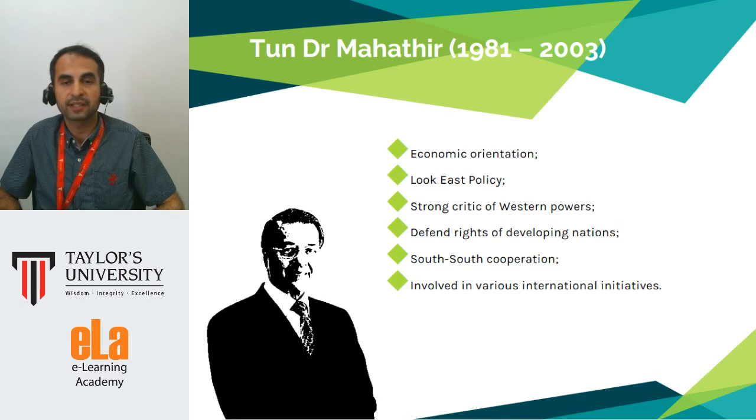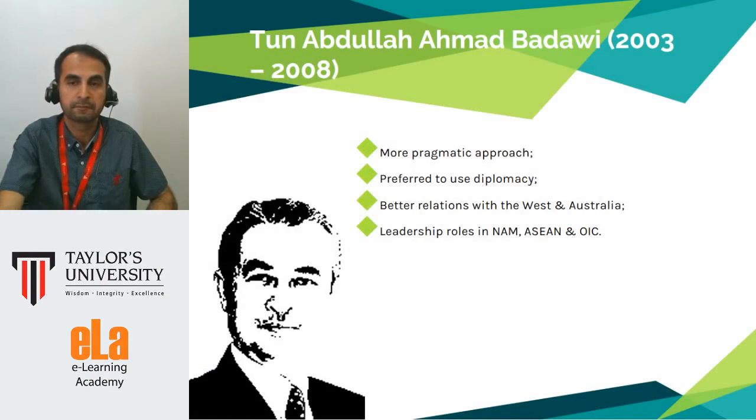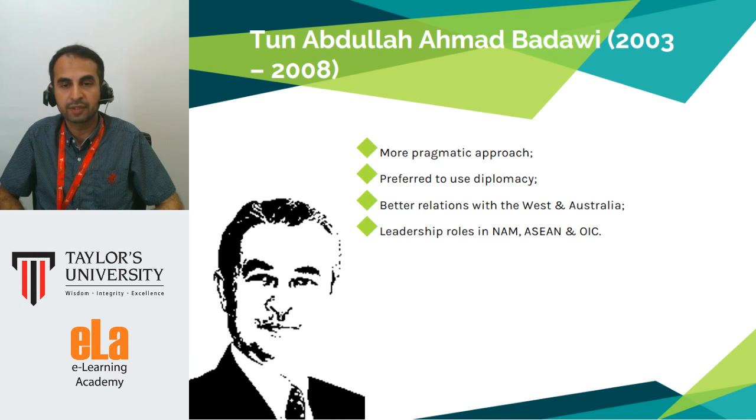And for that purpose, Tun Dr. Mahathir proposed South-South cooperation in the 1980s. And we were also involved in various international initiatives organized not only by the OIC, NAM, and ASEAN, but also by the United Nations. Under the fifth Malaysian Prime Minister, Tun Abdullah Ahmad Badawi, we tried to take a more pragmatic approach. This means that whenever we dealt with foreign countries or attended any functions at the international level, we tried to use diplomacy as our tool in dealing with global issues. We also tried to maintain a good relationship with the West and with Australia as a neighboring country to ASEAN, and we also took leadership roles in NAM, ASEAN, and also OIC.